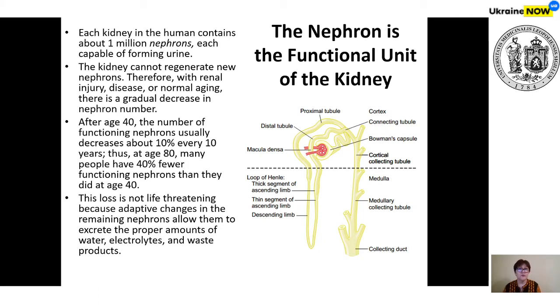Each kidney in the human contains about 1 million nephrons, each capable of forming urine. The kidney cannot regenerate new nephrons. Therefore, with renal injury, disease, or normal aging, there is a gradual decrease in nephron number. After age 40 years, the number of functioning nephrons usually decreases about 10% every 10 years. This loss is not life-threatening because adaptive changes in the remaining nephrons allow them to excrete the proper amounts of water, electrolytes, and waste products.